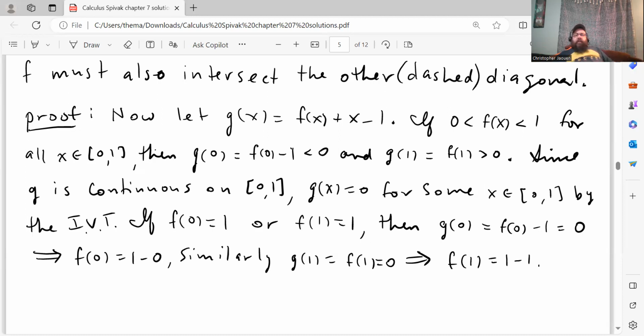If f of 0 is equal to 1 or f of 1 equals 1, then g of 0 equals f of 0 minus 1 equals 0, which implies f of 0 is 1 minus 0.